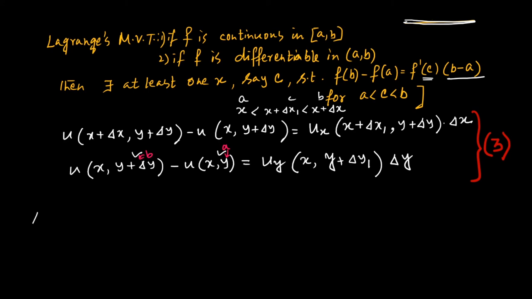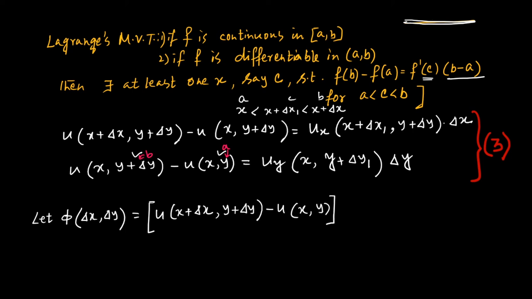So now let us assume a function phi of delta x and delta y. I'm assuming a function phi of delta x and delta y as u(x plus delta x, y plus delta y) minus u(x, y) minus u_x, the partial derivative of u with respect to x. Actually, this symbol stands for the partial derivative of u with respect to whatever is in the suffix. So this stands for the partial derivative of u with respect to x. This stands for the partial derivative of u with respect to y. I hope you are familiar with these symbols, which I use a lot.